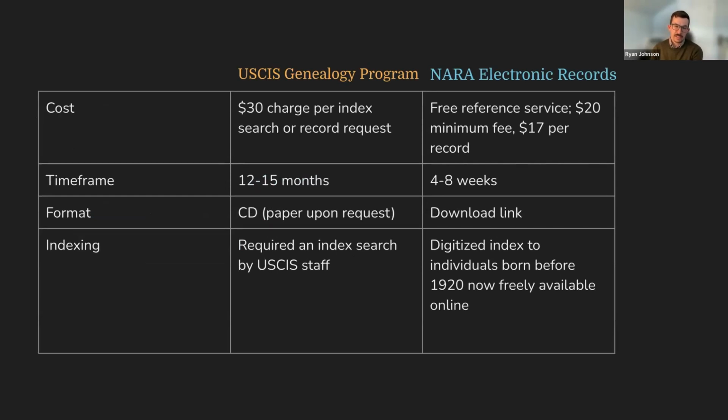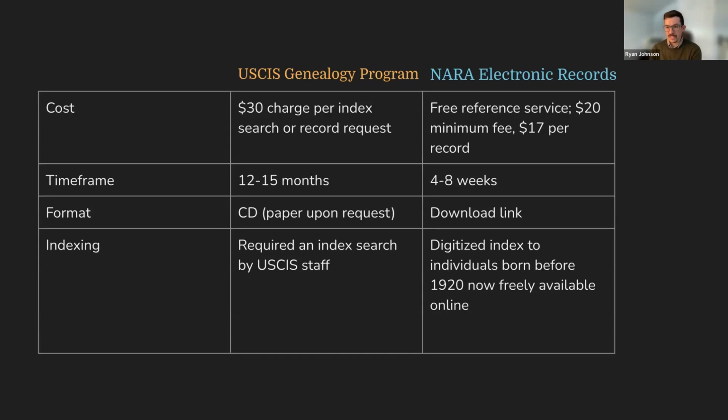USCIS has essentially what's a specialized FOIA program that they call their genealogy program, where they now charge $30 for their staff to look at an index, and then $30 for them to send you any records that they find. It takes them 12 to 15 months to get back to you, and they send you a CD. And as I alluded to, it required an index search to be able to find these alien registrations because there was no other way to find the A number by which they're listed.